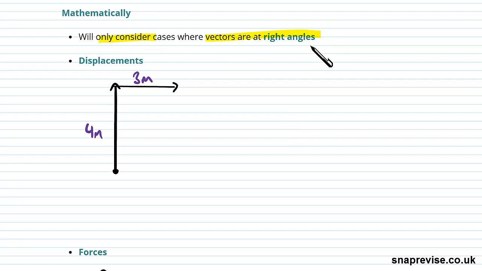It means we can use Pythagoras' theorem, as we're going to talk about in a moment, and it is all we need to worry about at this level. So we're going to start off by looking at displacements. So now this is 4 meters and 3 meters, and we're going to label this. So this is O, and this could be maybe A, and this can be B as before.